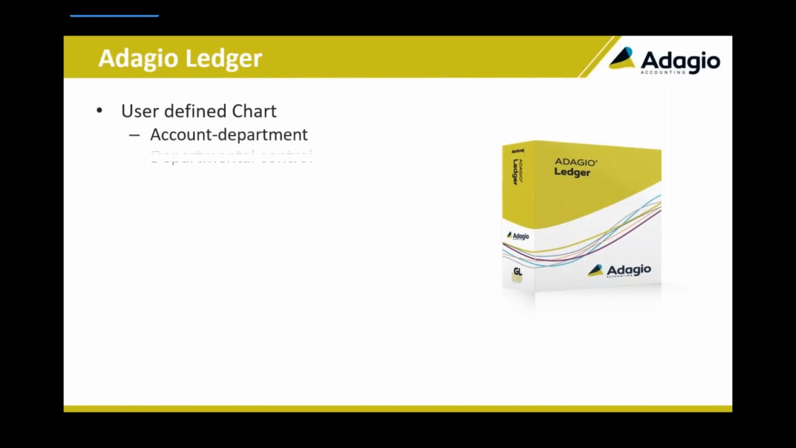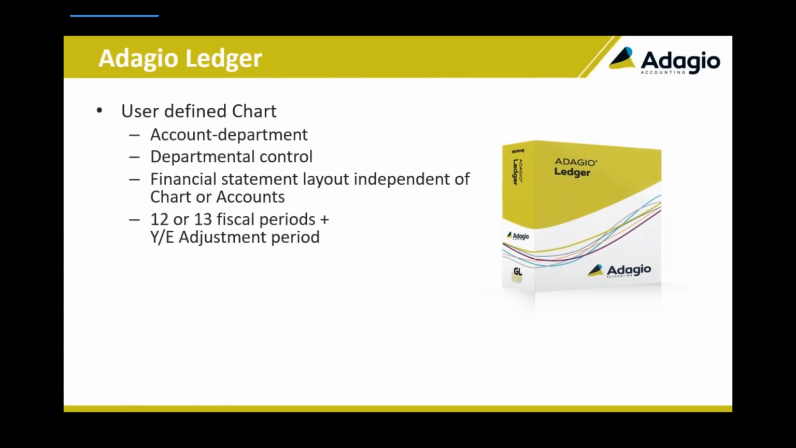So one of the differences with Adagio from the entry-level products is that when you set up a general ledger account, all you need to tell Adagio is whether it's a balance sheet, income statement, or retained earnings account. Those are the only 3 things that you need to tell Adagio. So the financial statement layout is completely independent of the chart of accounts. Supports both a 12 or 13 period fiscal year. So for those of you who have clients who are in retail and are dealing with a 13 period fiscal calendar, we support fiscal calendars that are not monthly based.